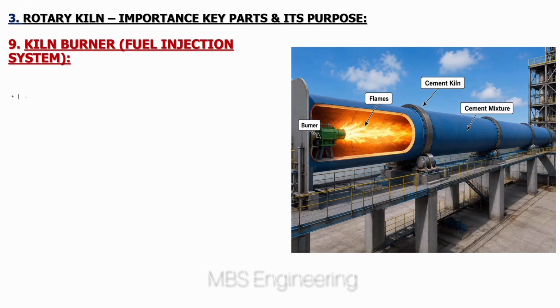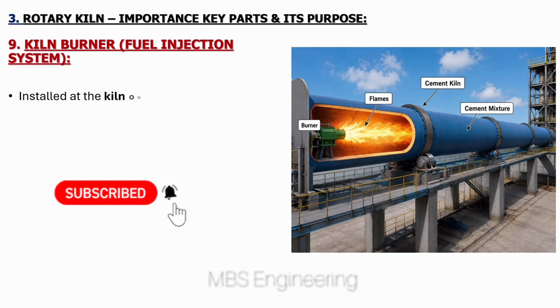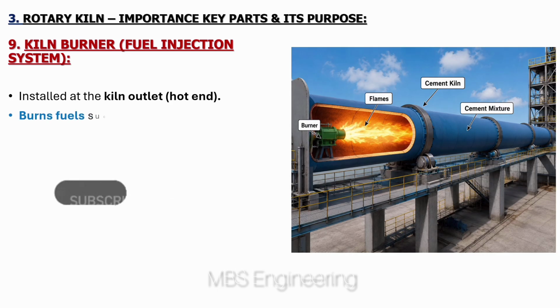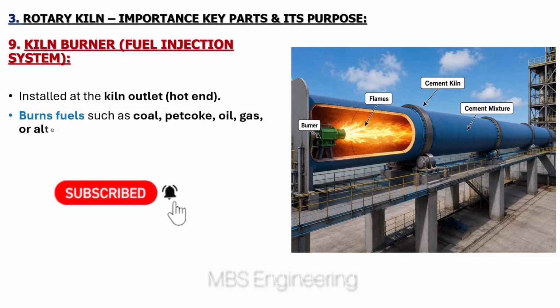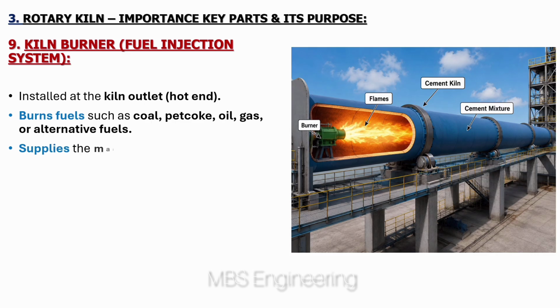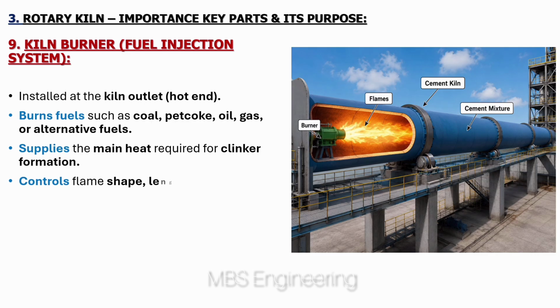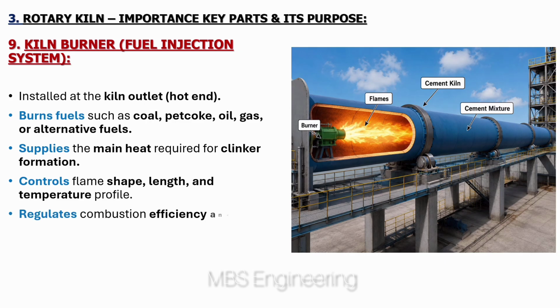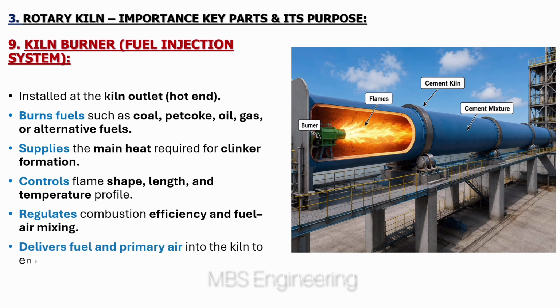The ninth important key part is the kiln burner, fuel injection system. Please refer to the picture showing the kiln burner, fuel injection system. Installed at the kiln outlet, hot end. Burns fuels such as coal, petcoke, oil, gas, or alternative fuels. Supplies the main heat required for clinker formation. Controls flame shape, length, and temperature profile. Regulates combustion efficiency and fuel-air mixing. Delivers fuel and primary air into the kiln to ensure stable and efficient combustion.